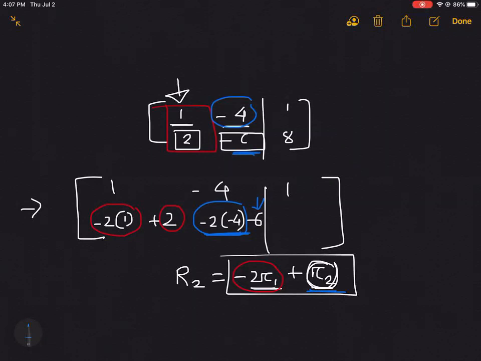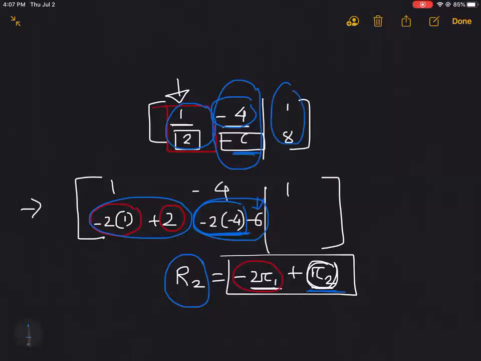And as you can see, we are replacing all of this in the second row. So when you are working with the first element, it has to be in the place of the first element. When you are working on the second element, it has to be in the place of the second element. Same goes for the constant as well. So we'll multiply this. Let me use a different color. So -2 multiplied by the first row element, and we'll add the second row element, of course. That's it. That's the row operation.